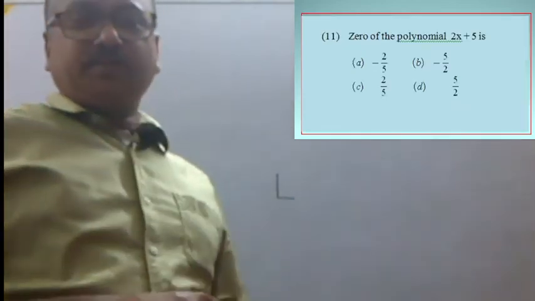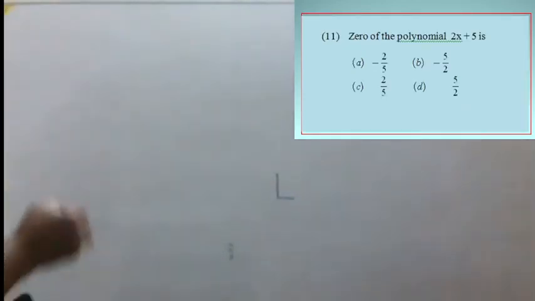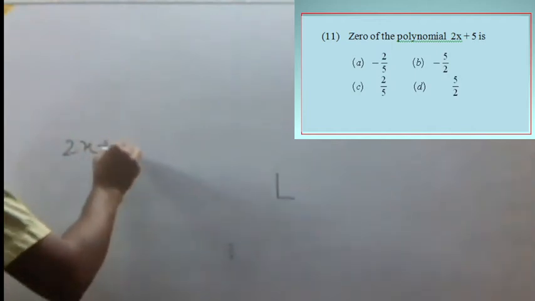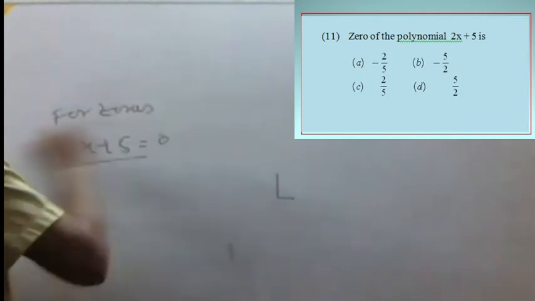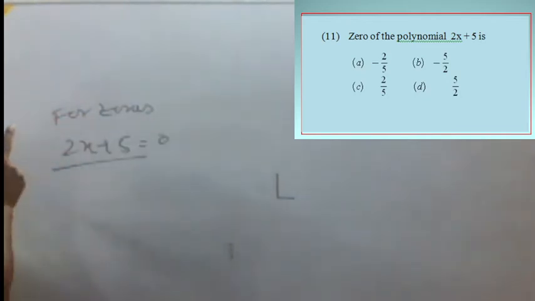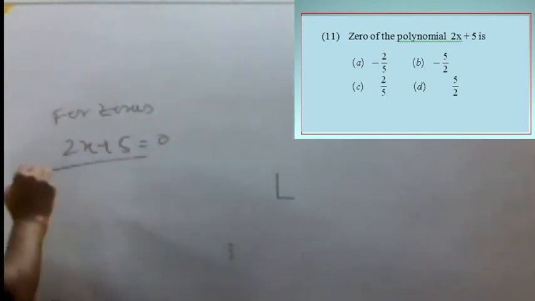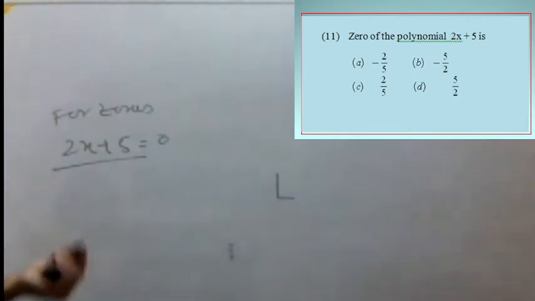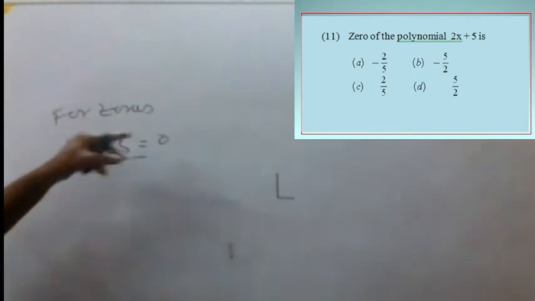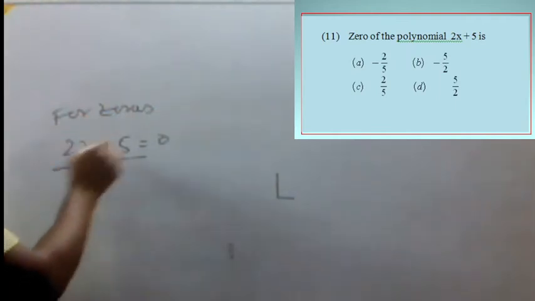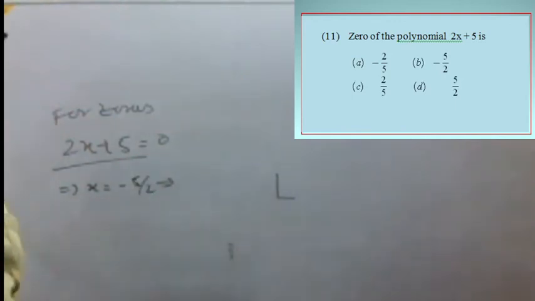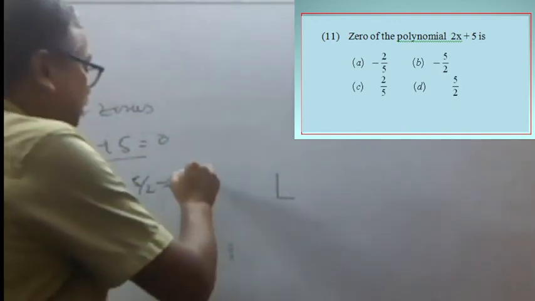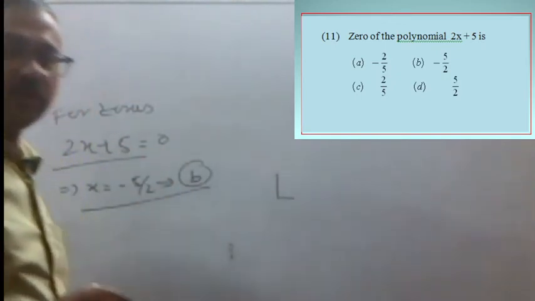Next question is given the zero of the polynomial. This is given 2x plus 5. For zeros, we have to take the right hand side 0. That is, find the value of x for which we get this equal to 0. We can find it by trial method also, but the easy method is to take the right hand side equal to 0, form an equation and solve it. That is x equal to minus 5 by 2, and option B is the correct option.